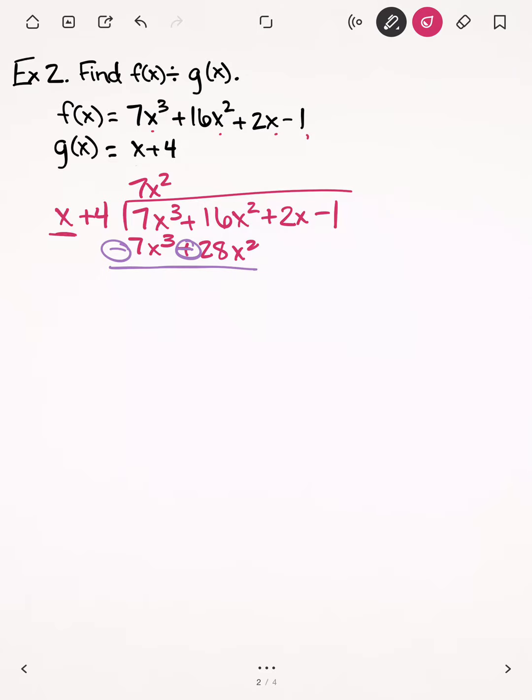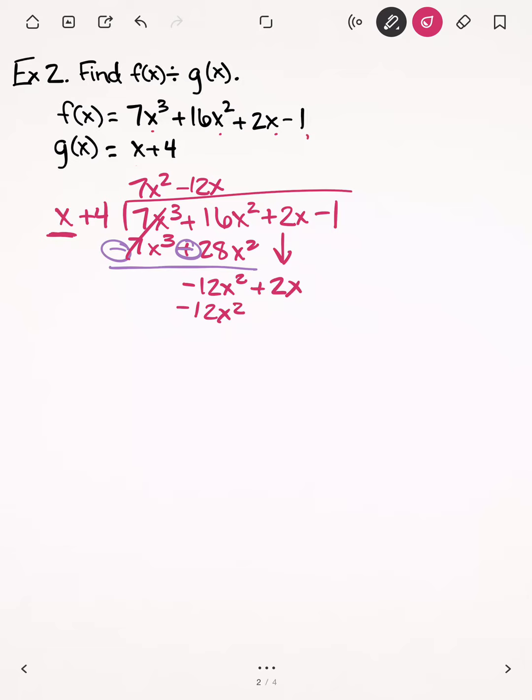Okay, so 7x cubed minus 7x cubed cancels out. I have a 16x squared minus a 28x squared. That leaves me with a negative 12x squared. I bring down my next term, plus 2x. So what can I multiply x by to get a negative 12x squared? Well, that would be just a negative 12x. Negative 12x times x is a negative 12x squared. Negative 12 times 4, or sorry, not 48.